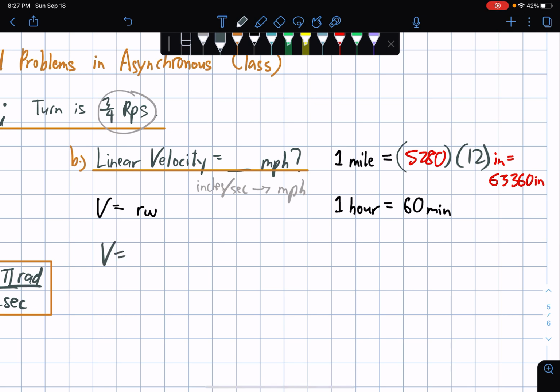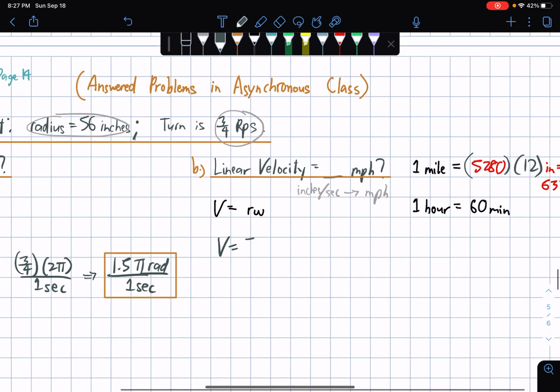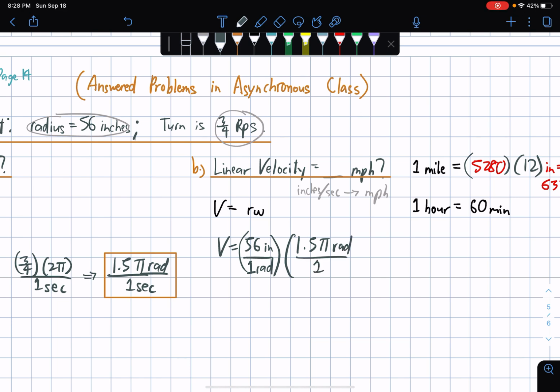Okay, so velocity is equal to radius. Our radius is 56 inches. And our W, which is the angular velocity. By the way, before we proceed to writing the angular velocity, we put as denominator for the radius 1 radian. So let's move on to writing the W. It's 1.5 theta rad over 1 second.